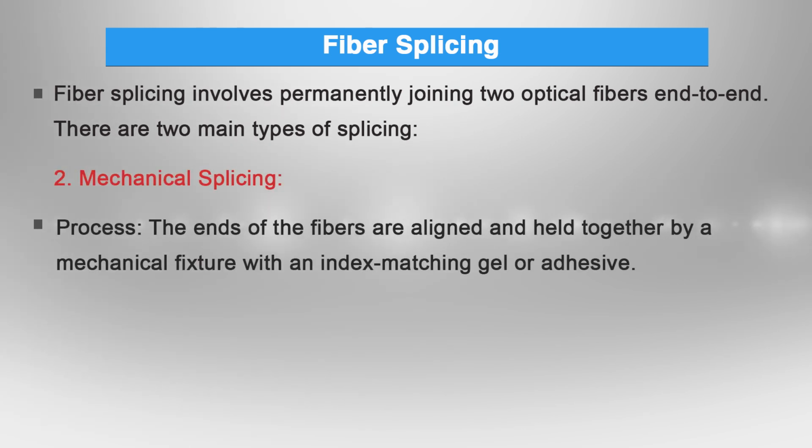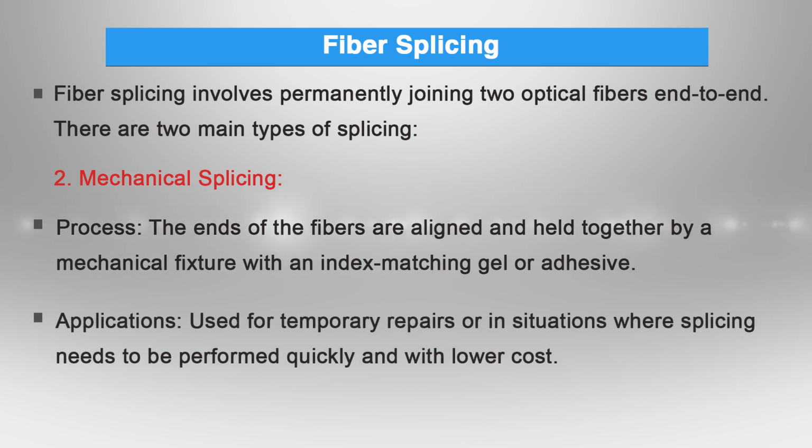Second type of splicing method is mechanical splicing. The ends of the fibers are aligned and held together by a mechanical fixture with an index matching gel or adhesive. These are used for temporary repair or in situations where splicing needs to be performed quickly and at low cost. Next is fiber connectors.